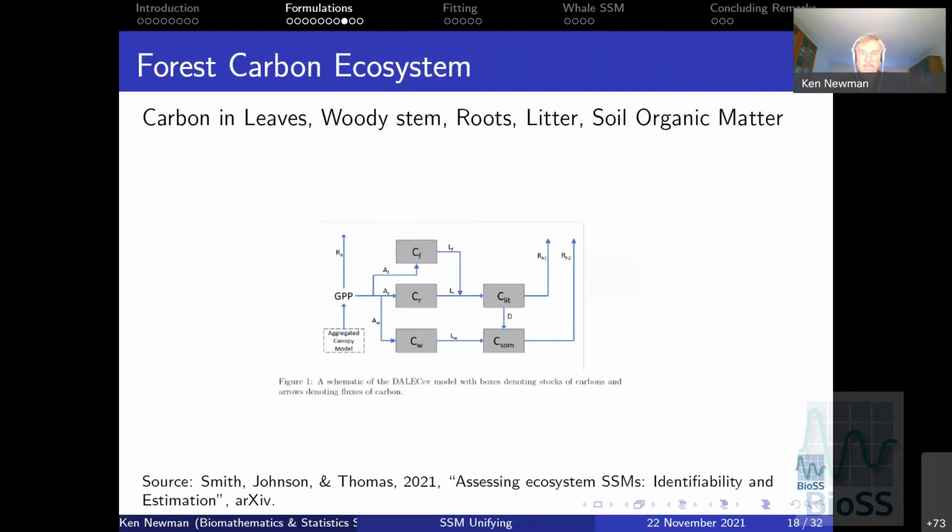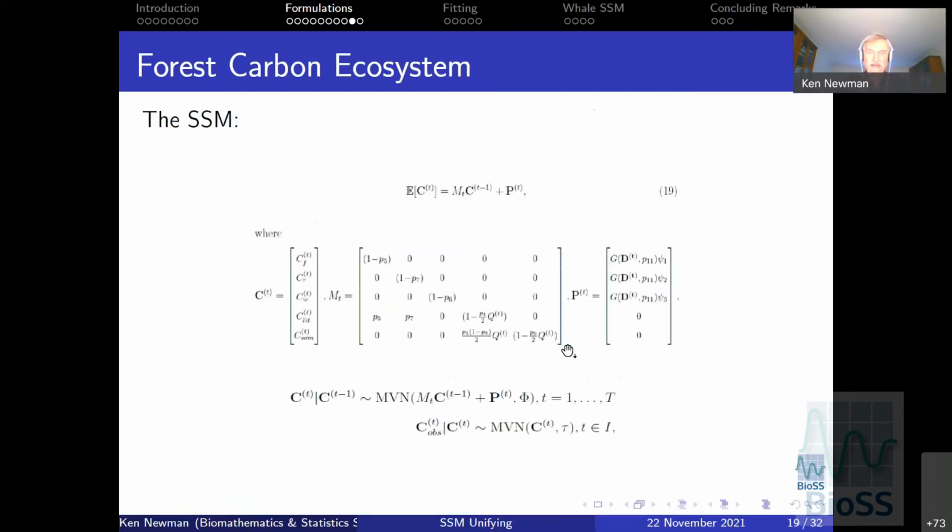This is a very recent application of state space models, in modeling the flow of carbon through a forest. Basically, a tree in a forest here, and looking at modeling the carbon that's in the leaves, the woody stem, the roots, the litter, and the soil organic matter, and the amount of carbon in each of these boxes, and then the flux, or the movement from one box to the next. And you can write down that particular model as if it's a matrix model.